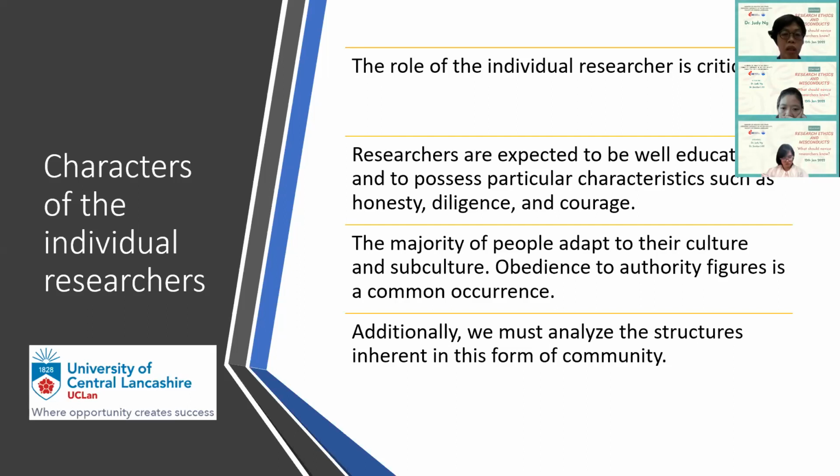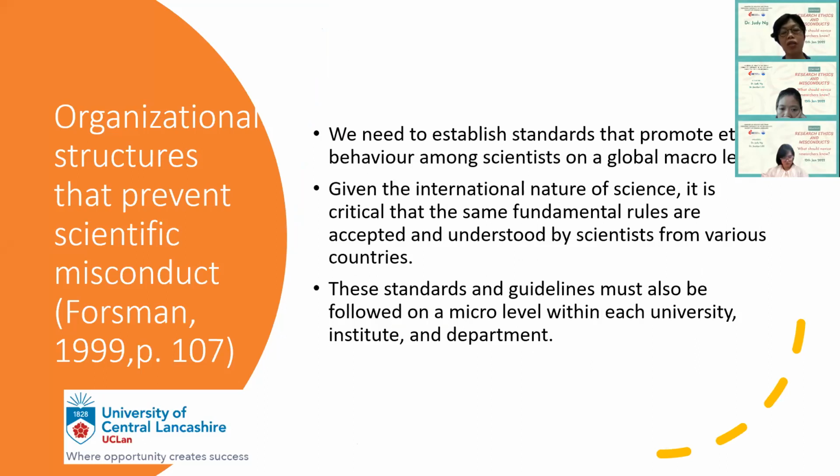Point number 2, the character of the individual researcher must be upright, because researchers are educated. People with high education need to have characteristics such as honesty, diligence, courage, and they are also expected to adapt to the culture of the society. For example, in Asia here, we are expected to obey the authority figures. So we need to apply that when we conduct our research. We also need to analyze the structures that form the community. And the organizational structures are also very important. So as scientists, there are guidelines or standards that promote good behavior among scientists on a global, macro level, big level.